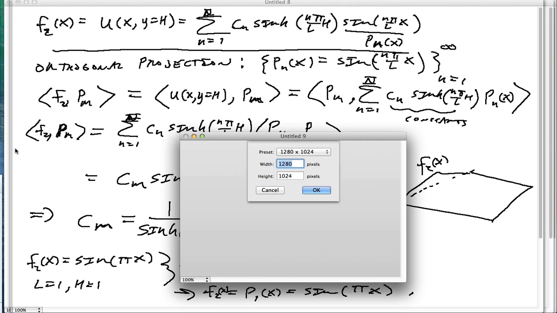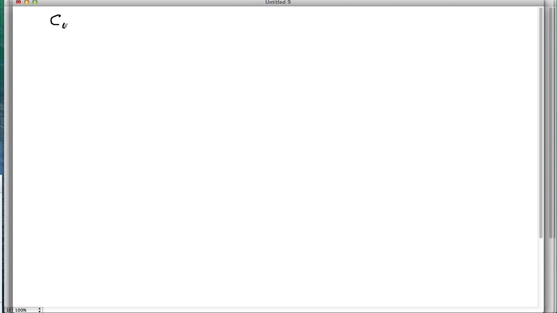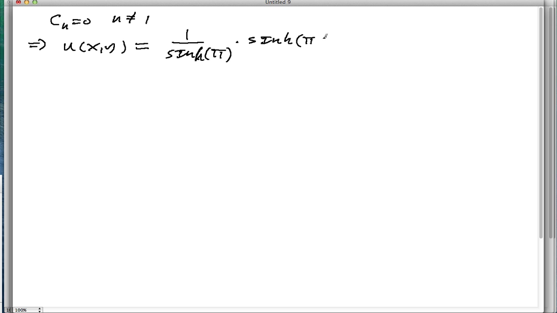So let's write down what the solution is. It looks like, that means then, for all the other terms, Cn are going to be 0 for n not equal to 1. Okay, so that means our u of x comma y is going to be equal to our constant 1 over sinh of pi times sinh of pi y times sine of pi x. That's the full solution. So again, what does this look like?